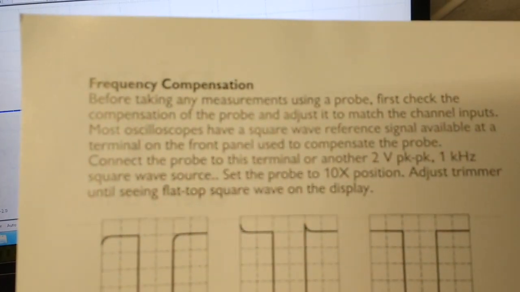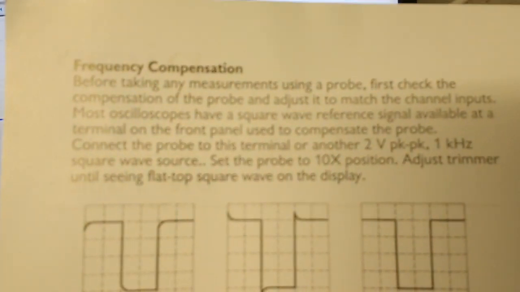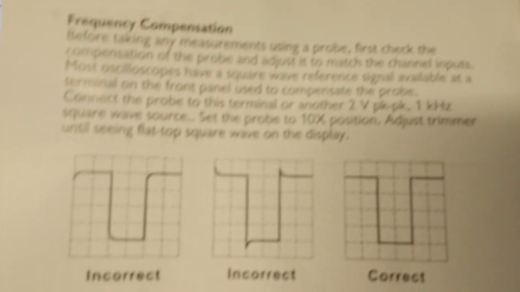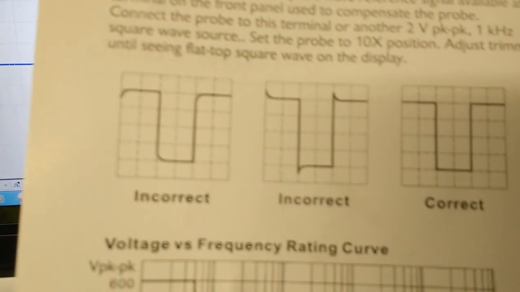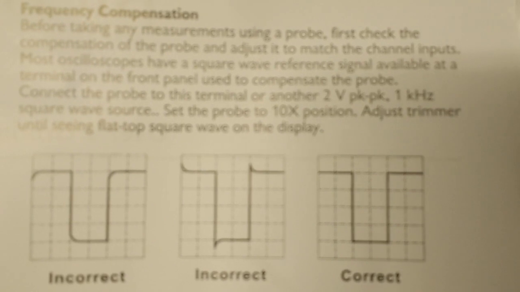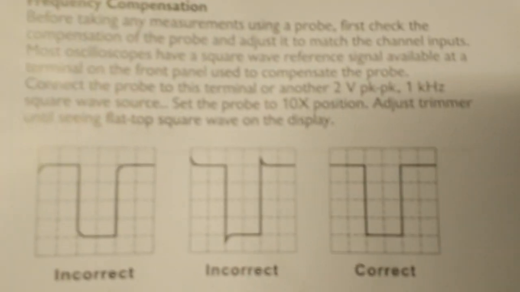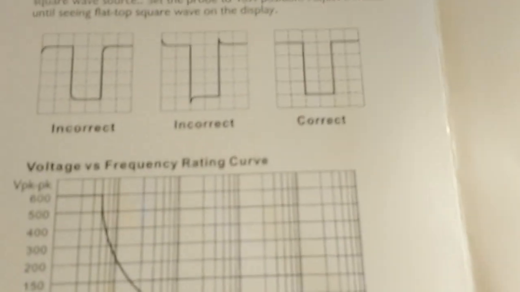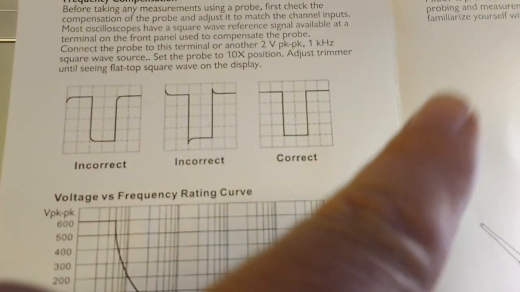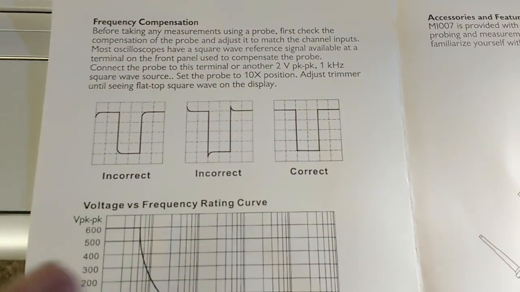Before taking any measurement using a probe, first check the compensation of the probe and adjust it to match the channel inputs. So you can see there, when you set it up as a 1 kHz frequency and at 2 volts peak to peak, you should get the correct display. Wait, I'll put this thing down. So you get the correct display there, the one on the right hand side. So that's good, bad, bad. So I was a bit concerned about these little Hantek things.